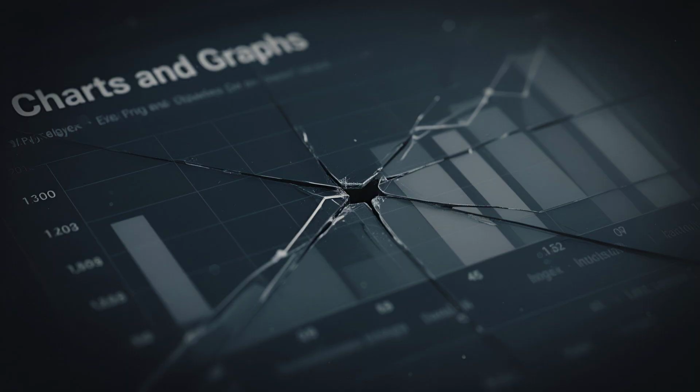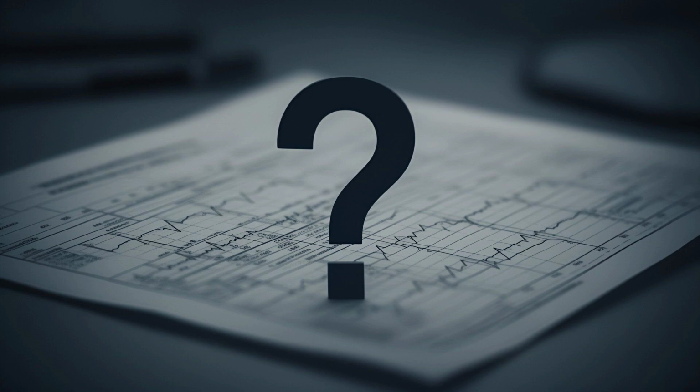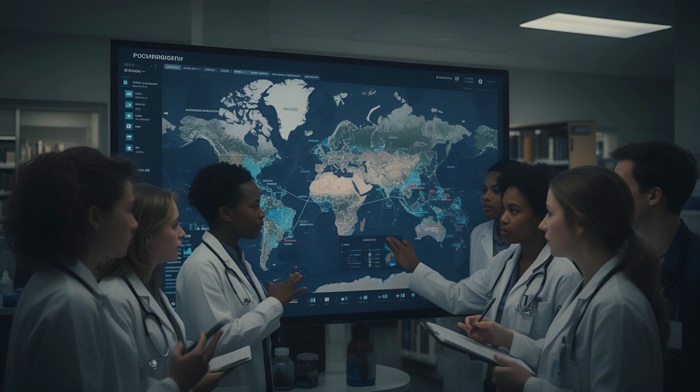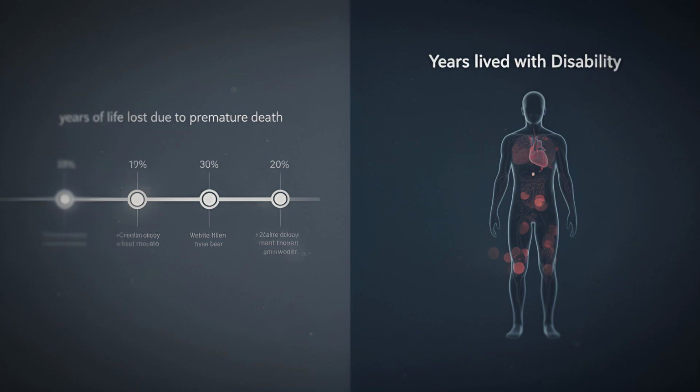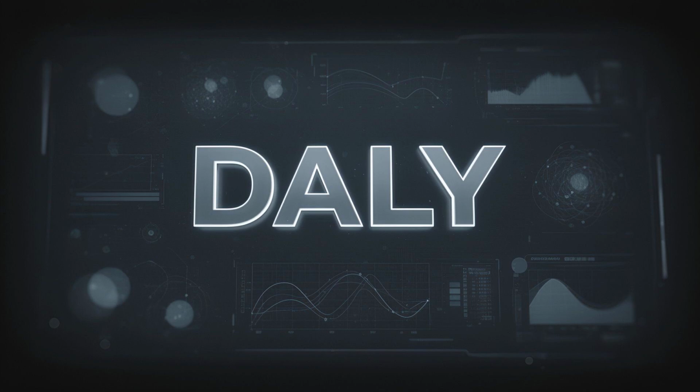But a different problem soon emerged. How do we measure the burden of disease itself? In the early 1990s, researchers working with the World Bank and the World Health Organization wanted to compare the burden of disease across the entire world. This required a measure that could combine two things: years of life lost due to premature death, and years lived with disability. The result was the Disability Adjusted Life Year.